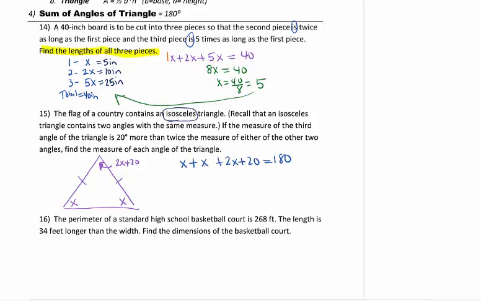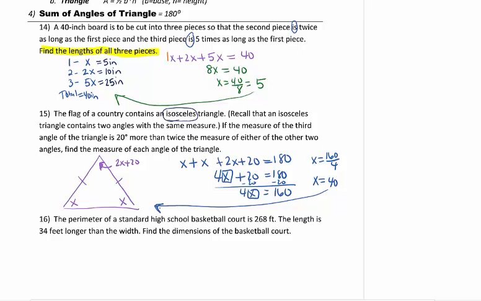1 plus 1 gives me 2x, plus 2 gives me 4x. I'm solving for x, so I'm going to subtract 20 from both sides. That gives me 4x equals 160. My last step here is to divide the 160 by 4 to divide both sides. That's going to give me x equals 40.